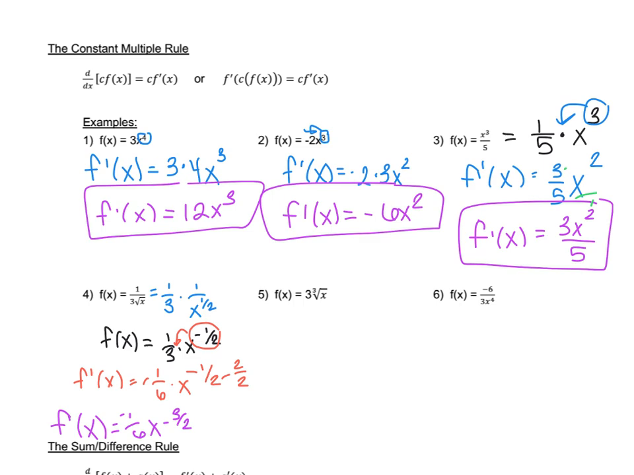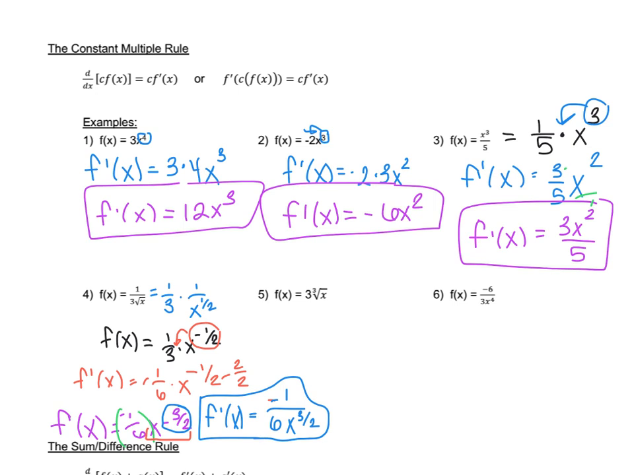So I've got two things going on here. I've got my coefficient, it's negative 1/6, but I've got this negative exponent, and we don't want negative exponents. So to rewrite my final answer here, I need to fix that. So my final derivative would be, I need to rewrite this x to the negative 3/2 as a fraction, which would be 1 over x to the positive 3/2. So that means my final derivative would be negative 1 divided by 6x to the positive 3/2.